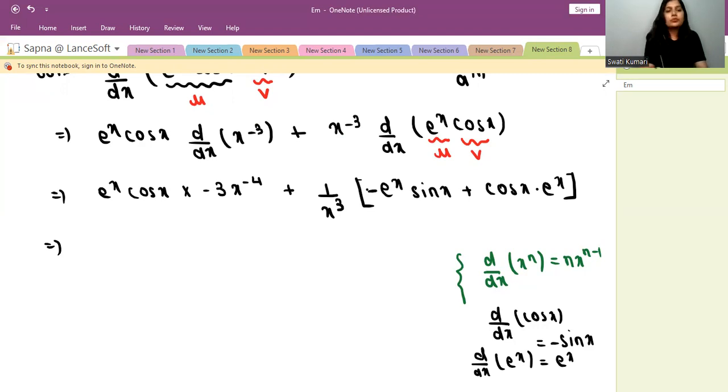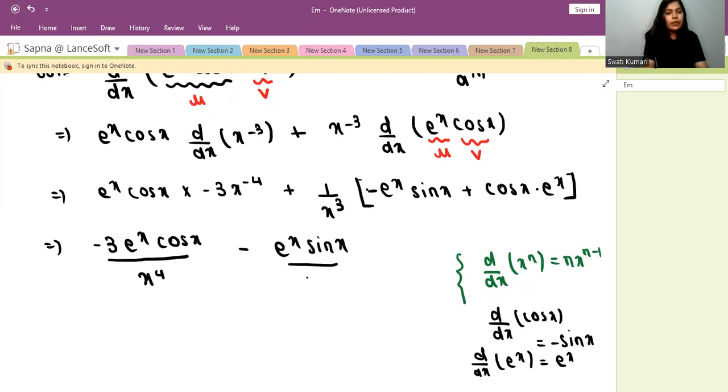Yes, so let us do that. Here we can see that we have minus 3. So let us write down minus 3 first, and then e raised to x cos x. Again, here we can use our exponent property. We can write this x raised to minus 4 as 1 upon x raised to 4. And here, if I just remove the bracket, this will become minus e raised to x sin x upon x cube, okay? Because we have removed the bracket, we have to multiply this 1 upon x cube with each term that is present inside the bracket.